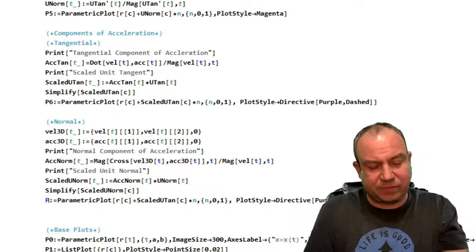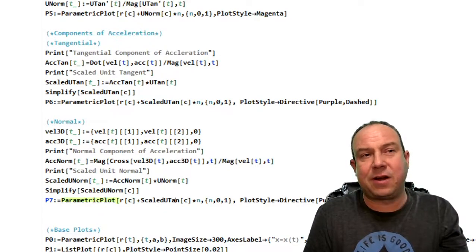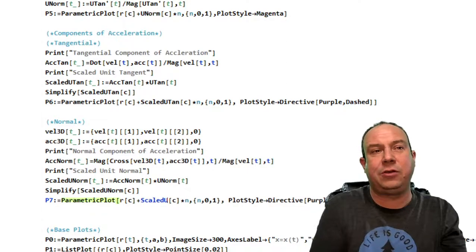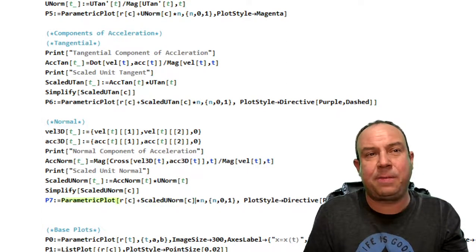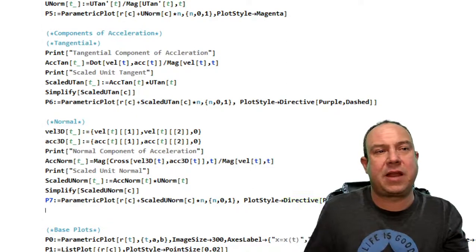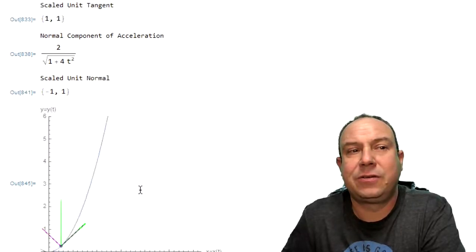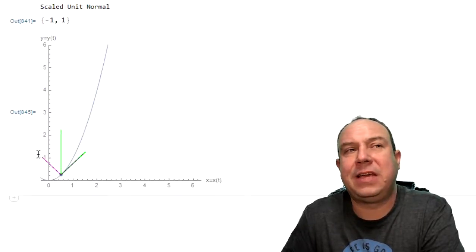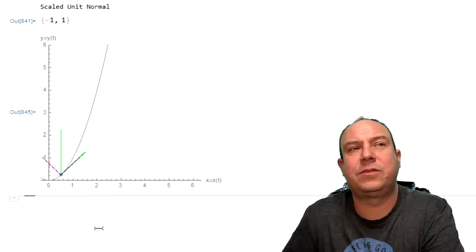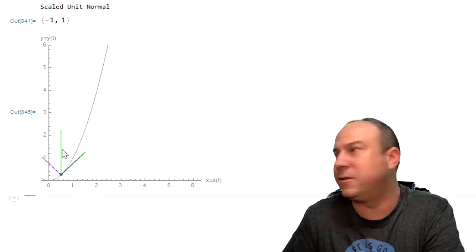All right. First of all, it's going to be called P7. It's going to be the next one in the lineup. It is going to start at R of C, and we're going to add to it the scaled unit normal. I won't miss my U that time. At C, and we're going to make that full scale. Plot style directive, and we got all that. And then we come down here and make this P7. All right. And you can see there it scales it out, folks. All right. This vector plus this vector yields this vector seen here.